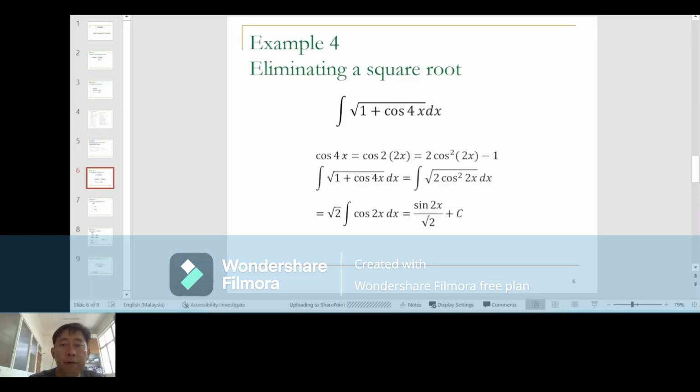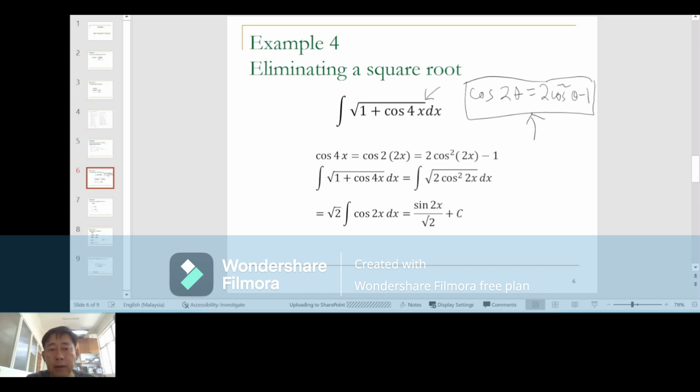The conclusion for this video is that we have shown you how to perform integration for a function that involves the square root of 1 plus cos 4x. The main strategy is to get rid of the square root sign. This could be done by deploying the identity that relates the cos of two angles to the square of the cos of an angle through this identity.